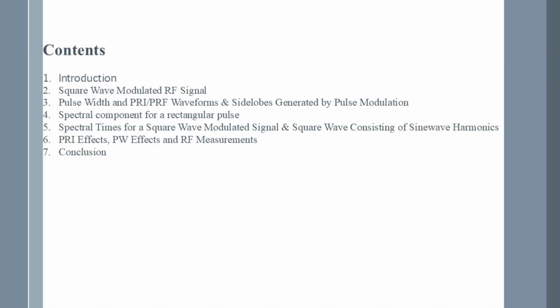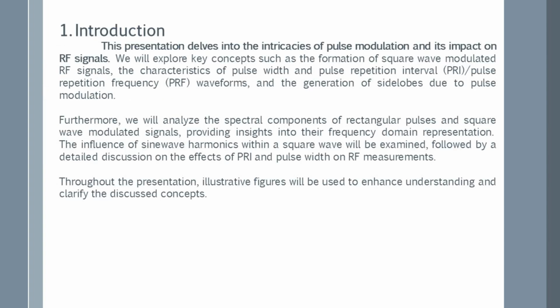Let's start. Contents: 1. Introduction. 2. Square wave modulated RF signal. 3. Pulse width and PRI/PRF waveforms and side lobes generated by pulse modulation. 4. Spectral component for a rectangular pulse. 5. Spectral lines for a square wave modulated signal and square wave consisting of sine wave harmonics. 6. PRI effects, PW effects, and RF measurements. 7. Conclusion. Introduction. This presentation delves into the intricacies of pulse modulation and its impact on RF signals.